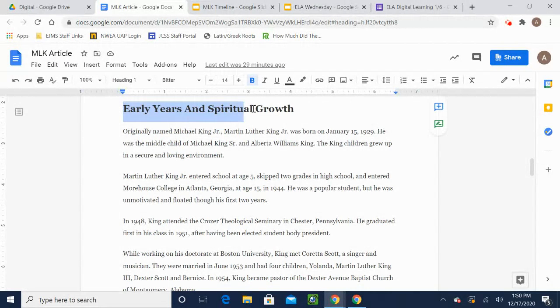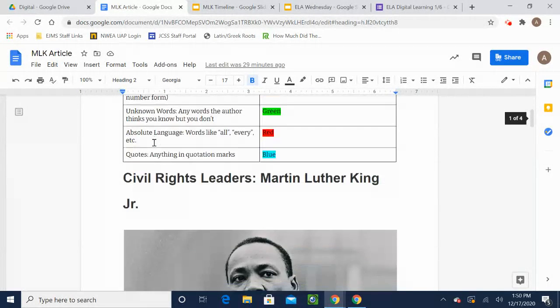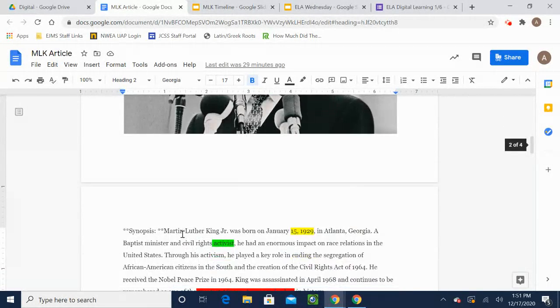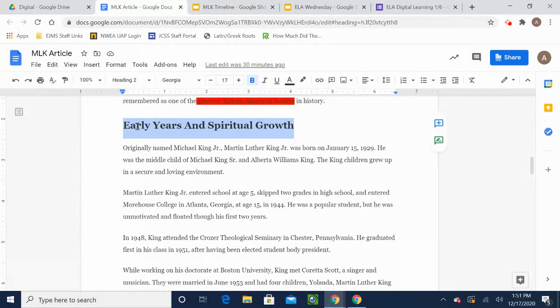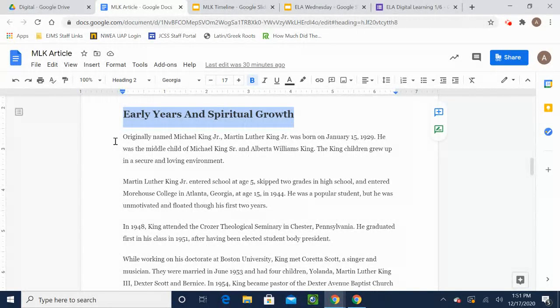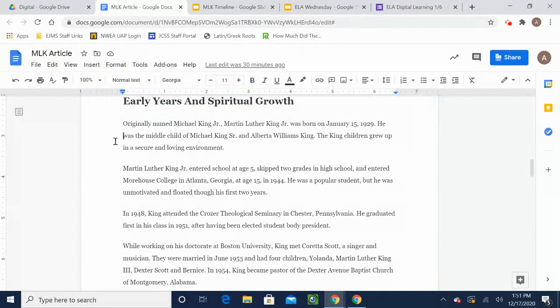The way that I figure a section out is I look at the subheading. This subheading isn't as big as the regular heading, but it's still bolded. That tells me that this is the start of a section. This section is titled Early Years in Spiritual Growth, and I'm going to read it.